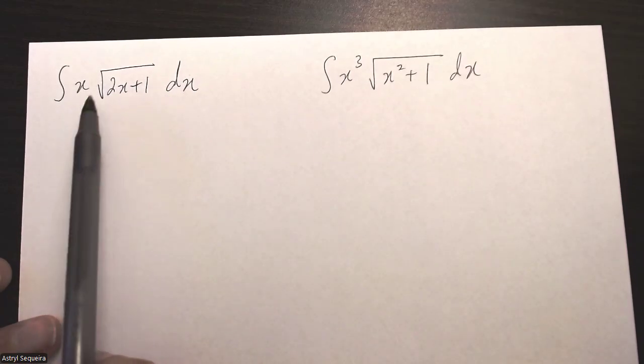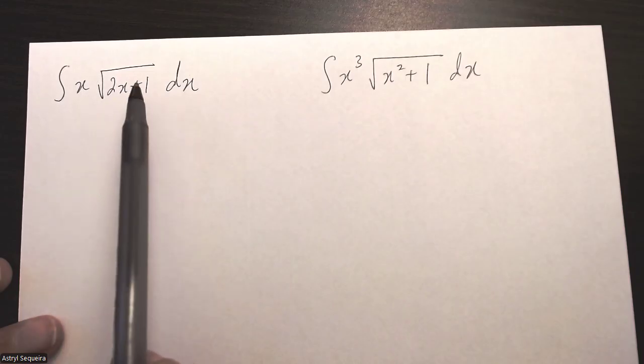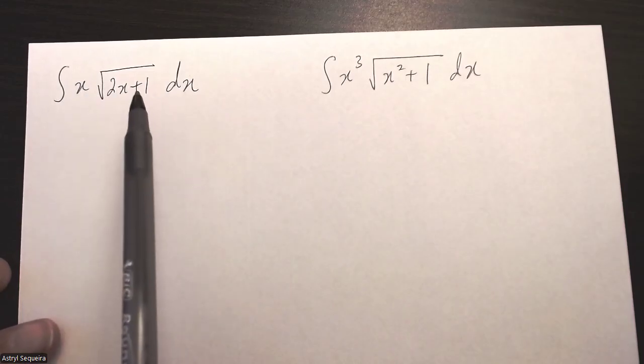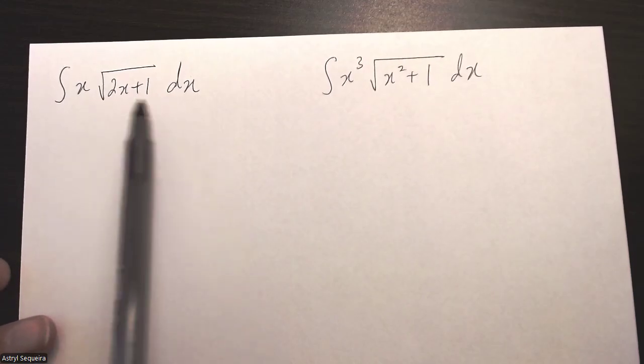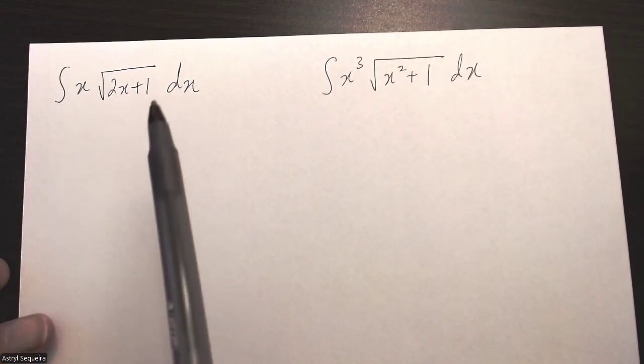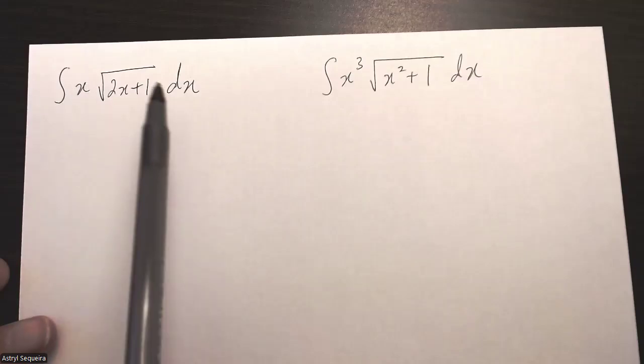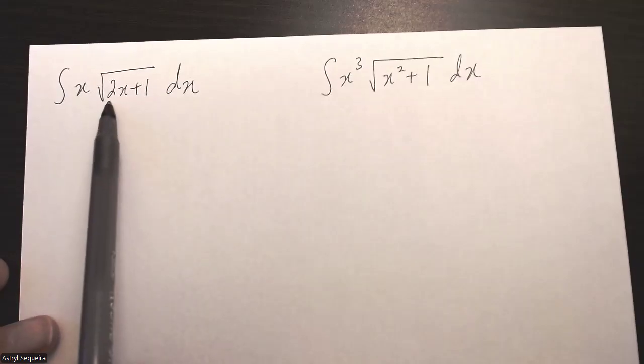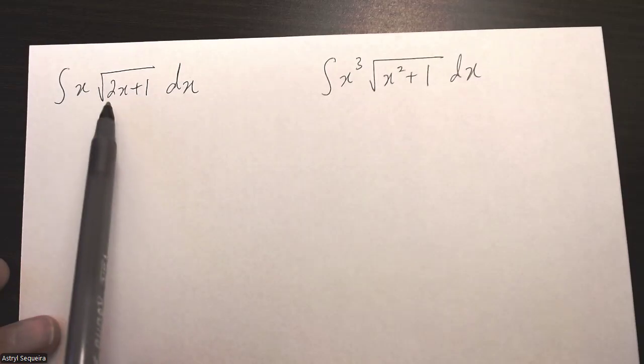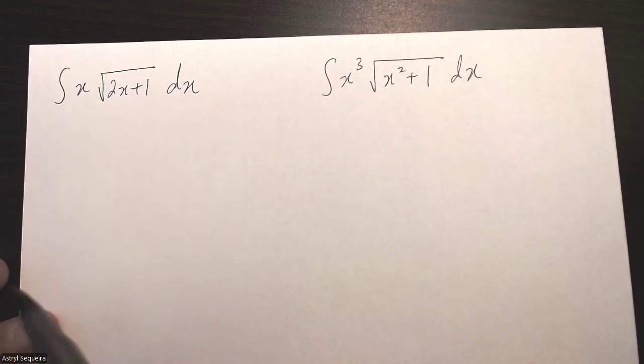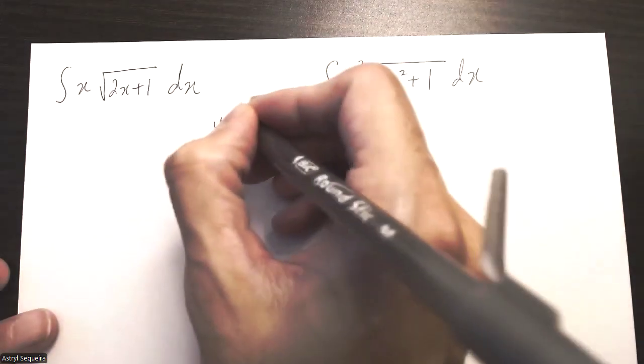In this first question, we have two functions and they're both linear. Now, normally we have a quadratic that if you derive turns into a linear, so you know to pick u as the quadratic function. But when they're both linear, generally speaking, you want to pick whatever's inside a square root, because that's a bit more complicated, as your u.